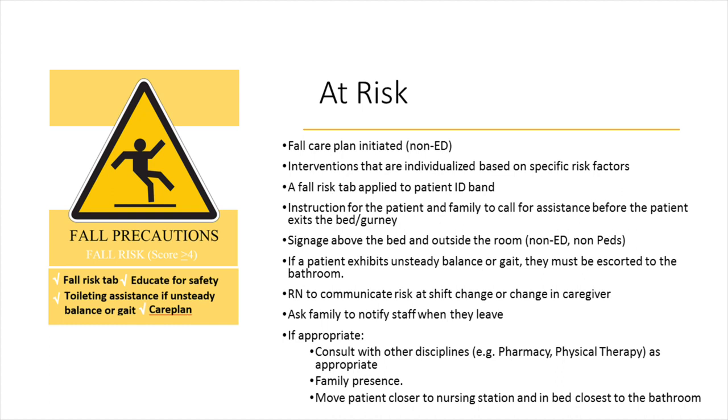For at-risk patients identified by your unit's risk screening tool, we maintain universal precautions and add interventions tailored to the patient's particular risk factors, such as placing the fall risk tab on their armband, instituting and following the fall care plan, educating the patient or parents, if appropriate, to ask for help prior to getting out of or back to bed or crib, escorting those with an unsteady gait to the bathroom, and other interventions as appropriate.